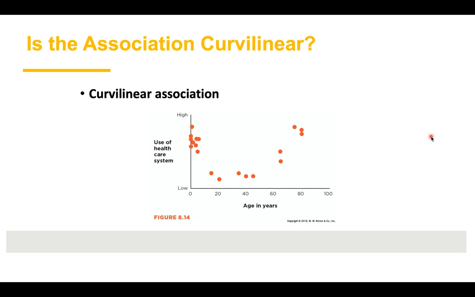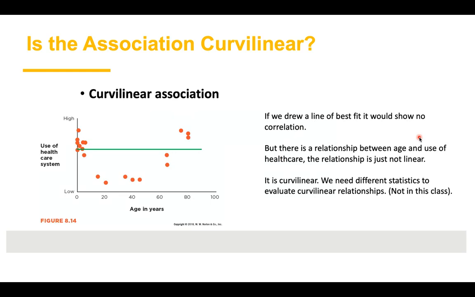Another issue in interrogating statistical validity of correlations is curvilinear associations, or maybe exponential or nonlinear associations. Here we have on our x-axis age and our y-axis use of the healthcare system. And we want to know, is age related to how much you use healthcare? And if we were to calculate a correlation coefficient for these data, our line of best fit and our correlation coefficient would be very close to 0.